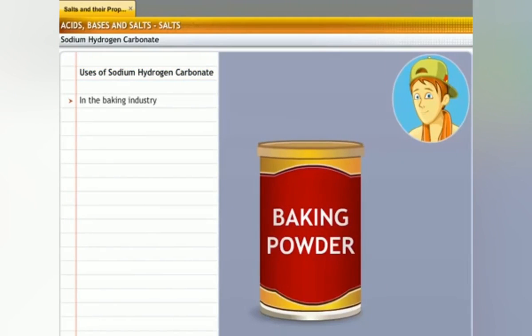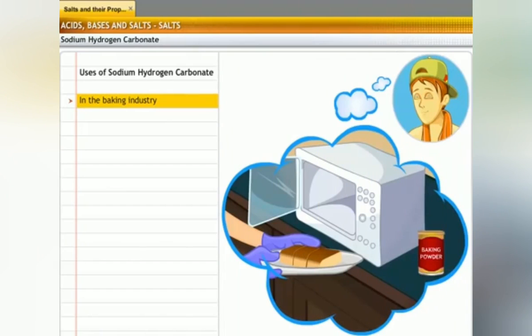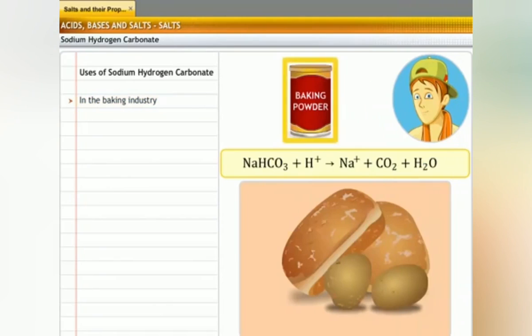One example would be that it is an important ingredient in baking. Yes, I remember. My mother uses it in the kitchen while she bakes a cake, and she also says that it can even neutralize the acid produced in our stomach. Baking powder is a mixture of baking soda and a mild edible acid called tartaric acid. Baking soda reacts with the hydrogen ion of tartaric acid and releases carbon dioxide, which bubbles out and helps to raise bread or cake in the process of baking.